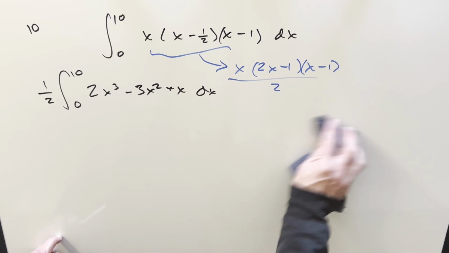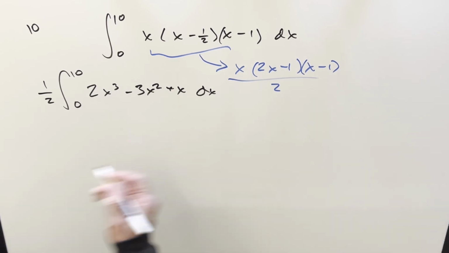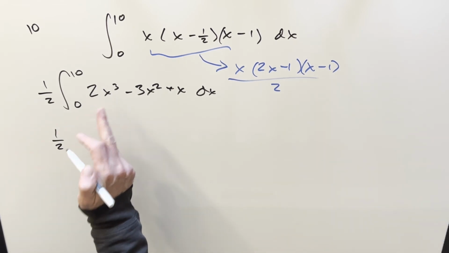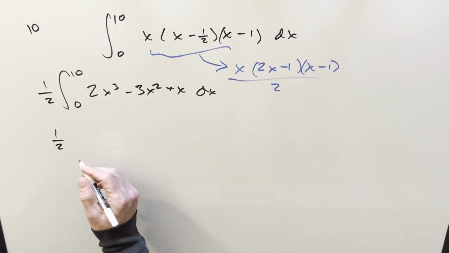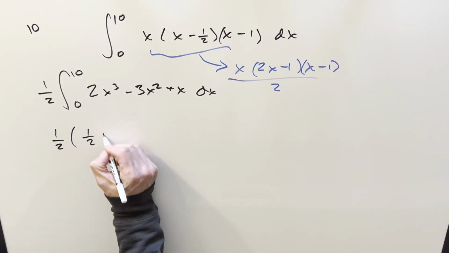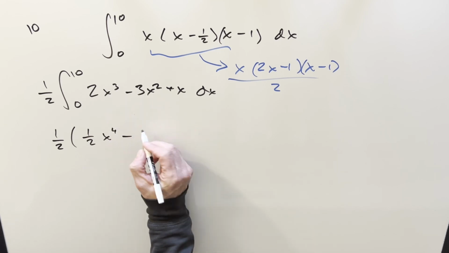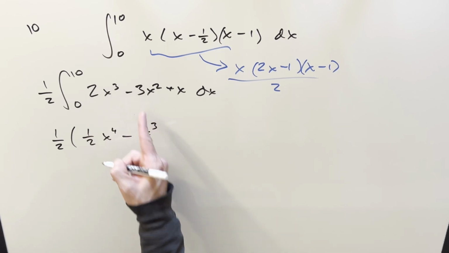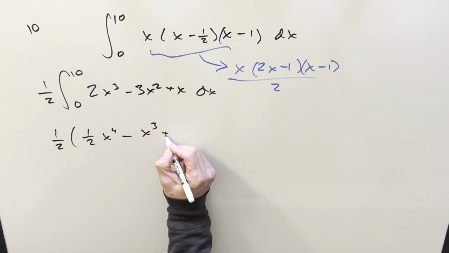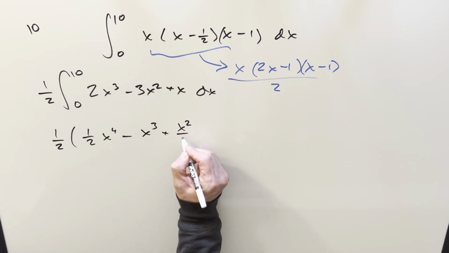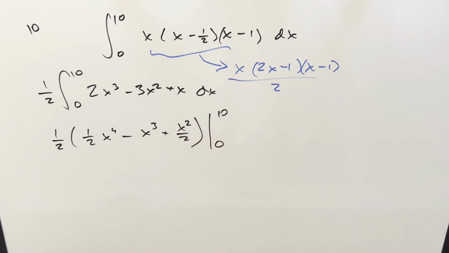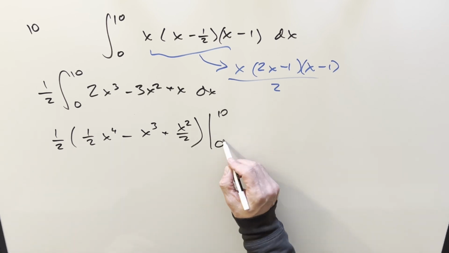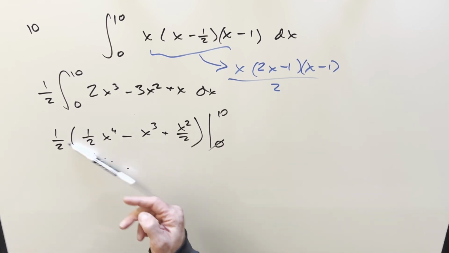So they basically just gave us power rule on this one. So we got 1/2 in front. Integrating this is going to become x to the 4th over 2, minus, this just becomes x cubed. The 3 will cancel when it comes out in the denominator. This is going to be x squared over 2, evaluated from 0 to 10. When you plug in the 0, that's going to be nothing.